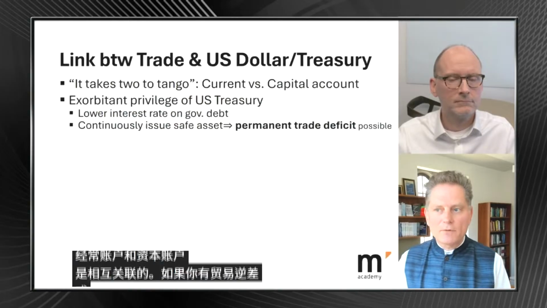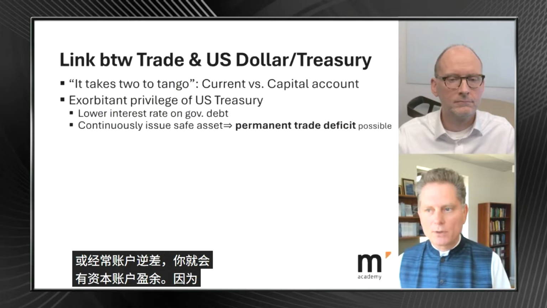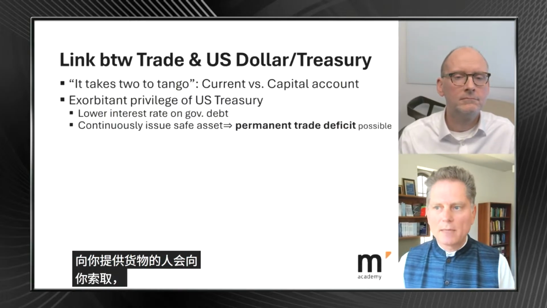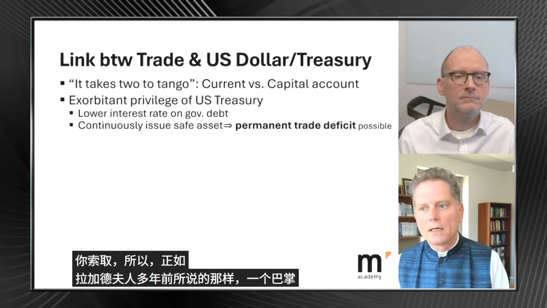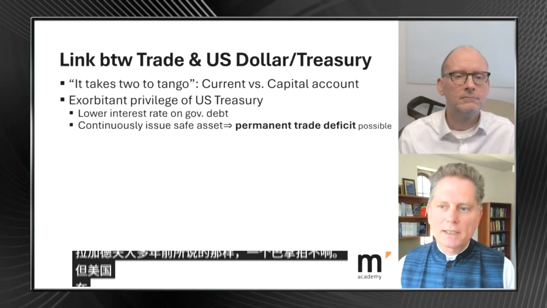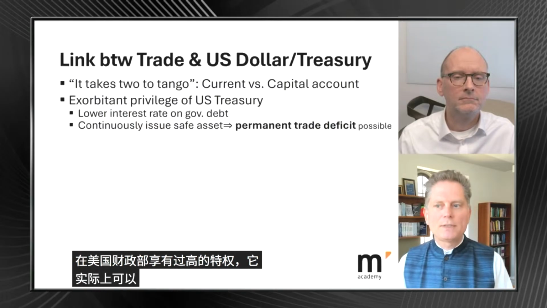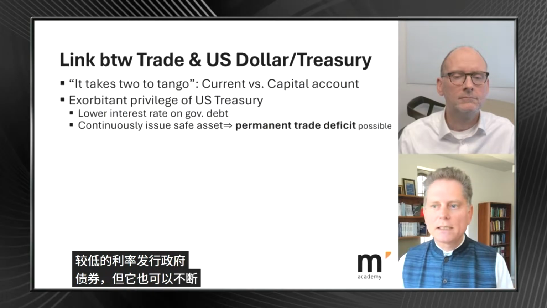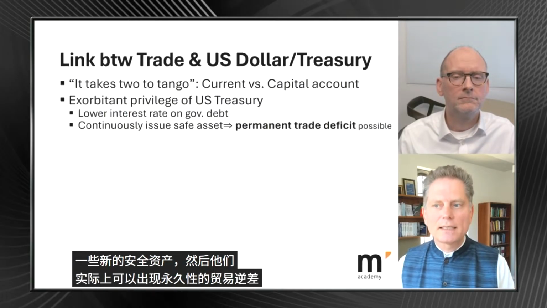If you have a trade deficit or current account deficit, you have a capital account surplus, because people who deliver goods to you get a claim against you. So it takes two to tango, as Madame Lagarde famously said many years ago. But the US enjoys an exorbitant privilege with the US Treasury. It can issue debt at a lower interest rate than other government debt. But it can also continuously issue new safe assets, and then it can run a permanent trade deficit.